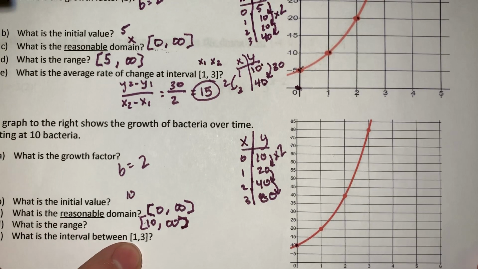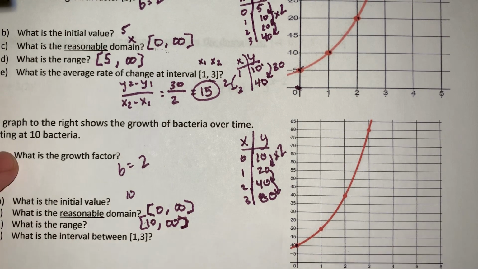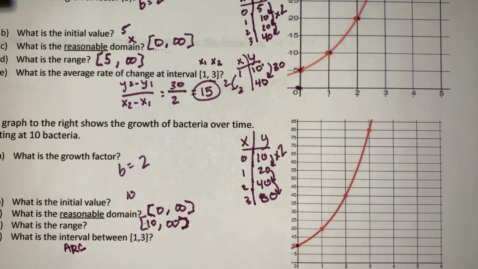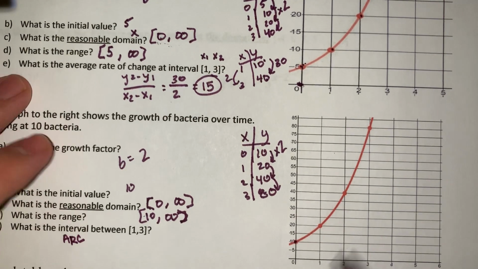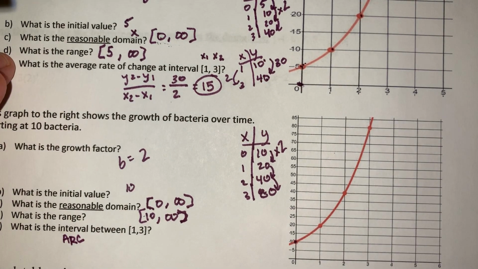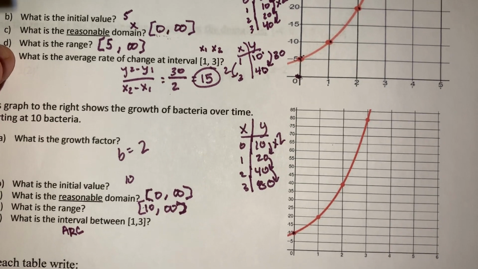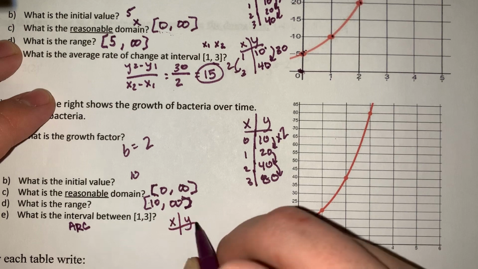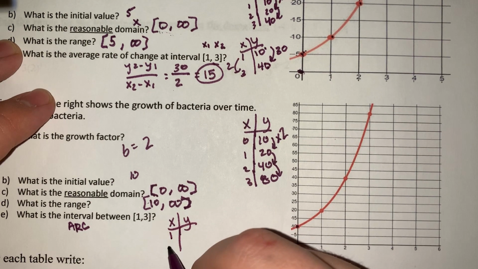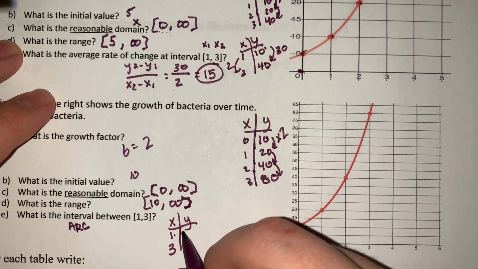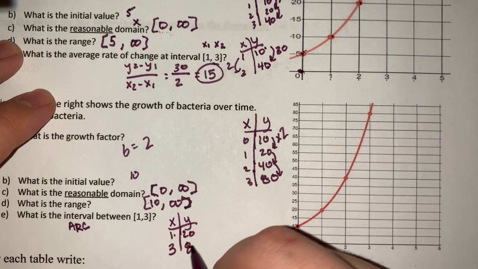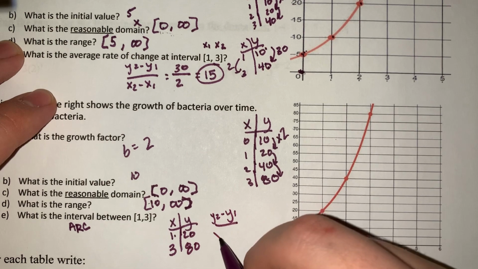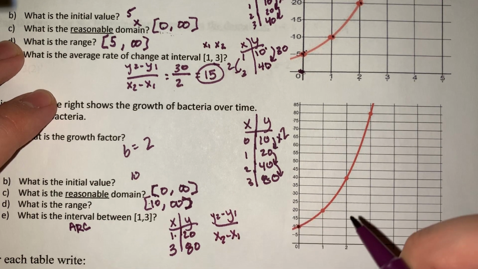What is the interval between 1 and 3? The interval here, I believe that's the average rate of change they're asking for. So the average rate of change, just like you did in the question before. So when x is 1, when x is 3, that's 20 and 80. So y2 minus y1 divided by x2 minus x1.